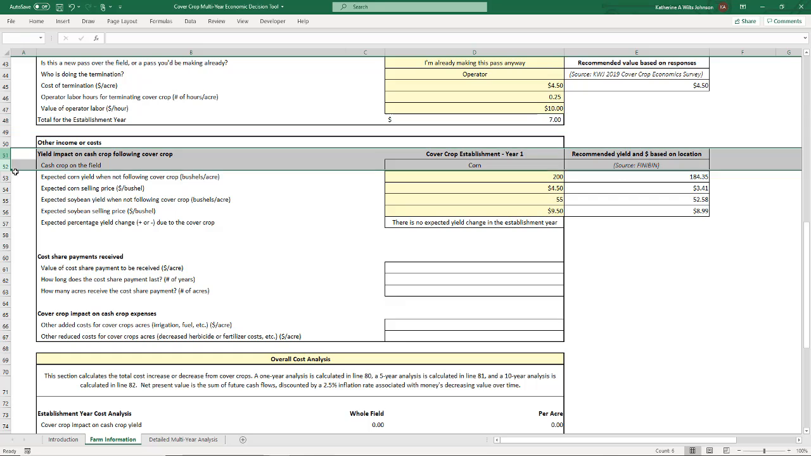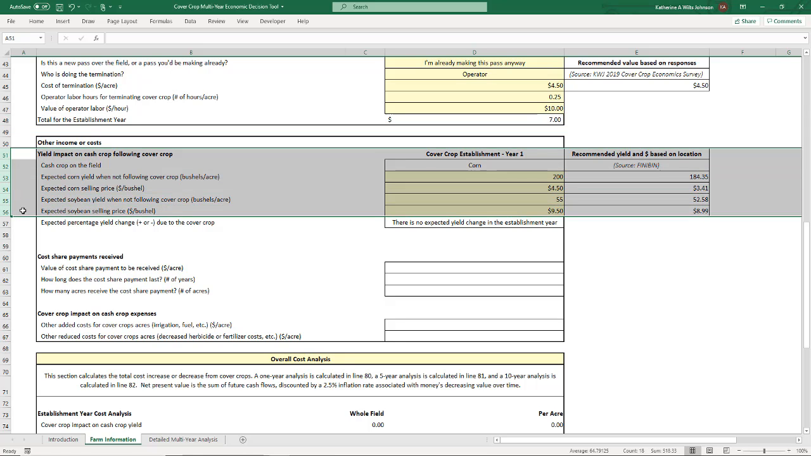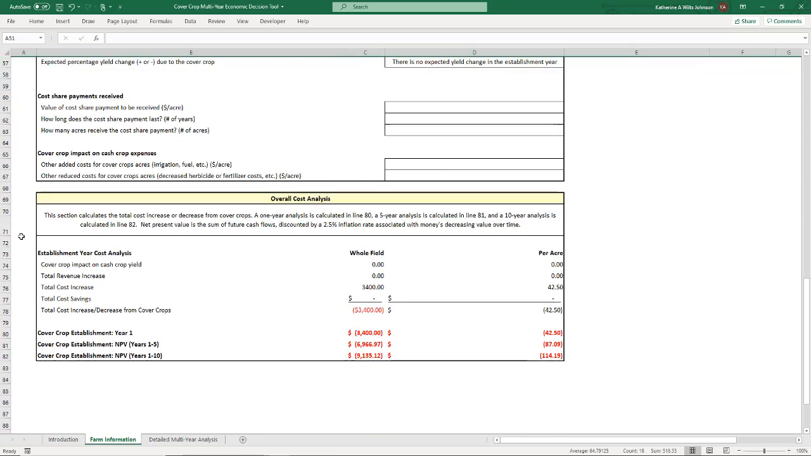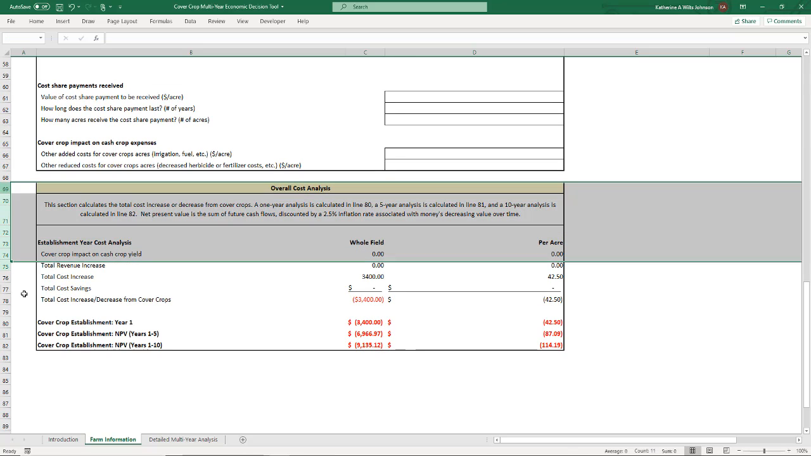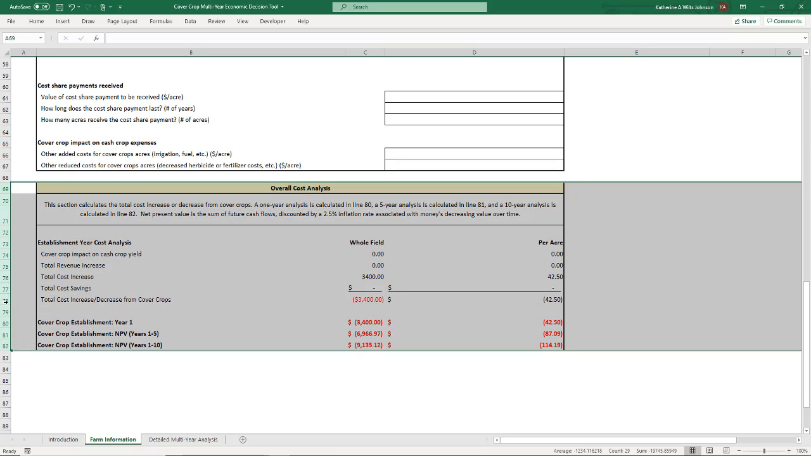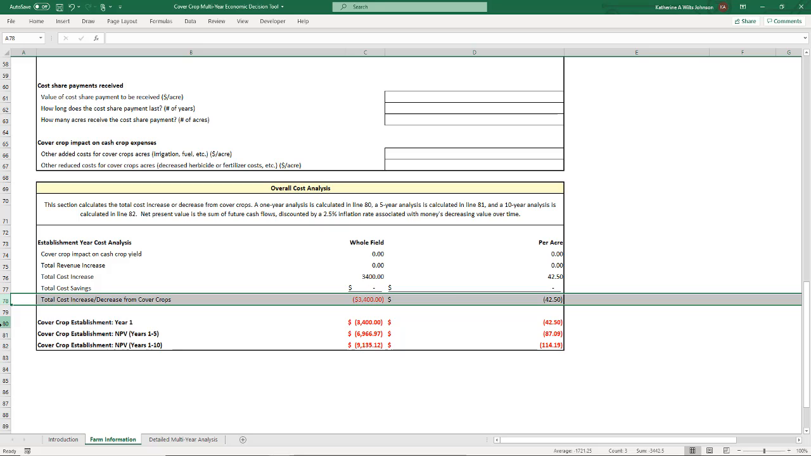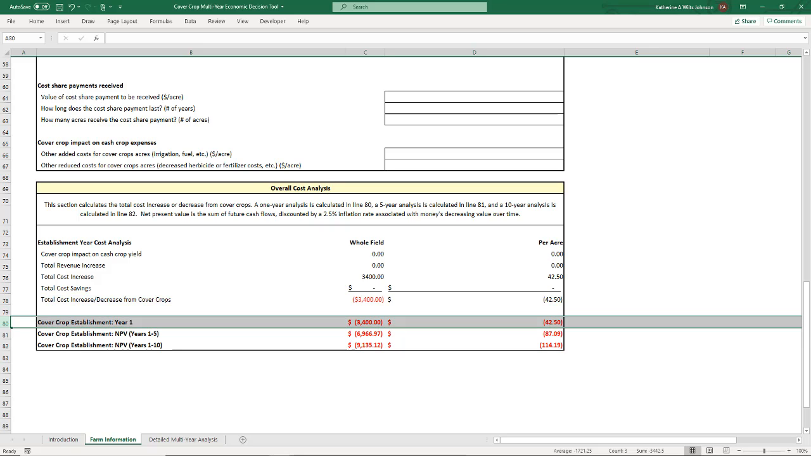Here we see their estimated yields are 200 bushels per acre for corn at $4.50 per bushel, and 55 bushels per acre for soybeans at $9.50 per bushel. So, if we look at this overall cost analysis, we see that this farm is projected, unfortunately, to have a negative cash flow of $42.50 per acre in the establishment year.